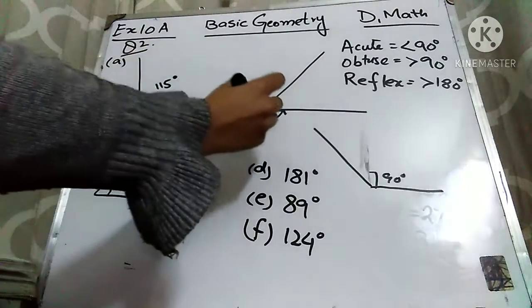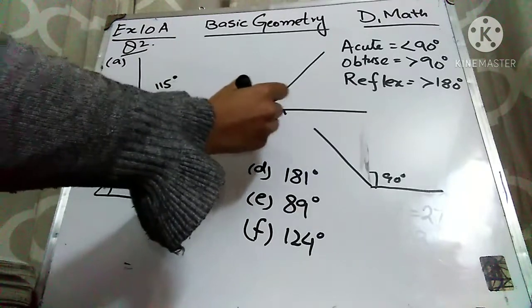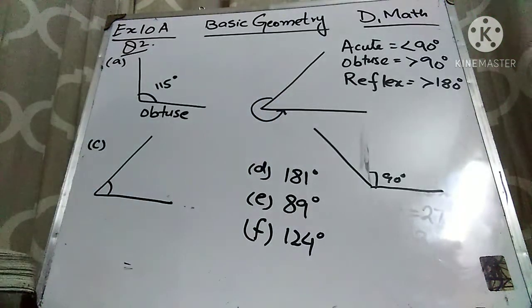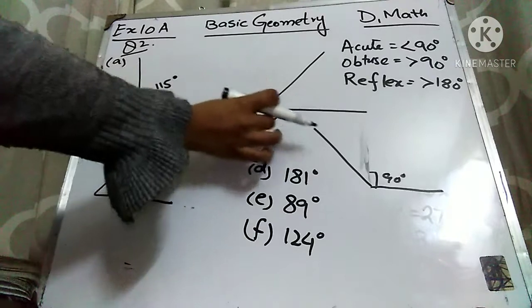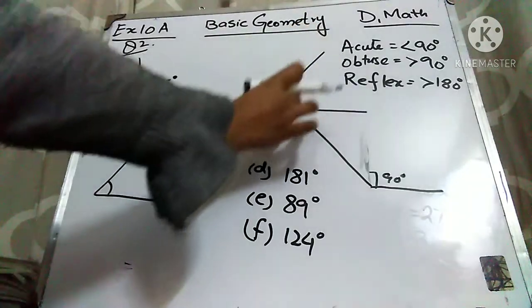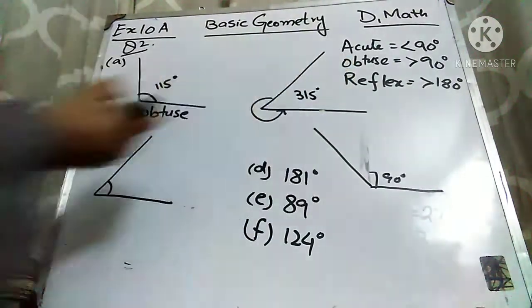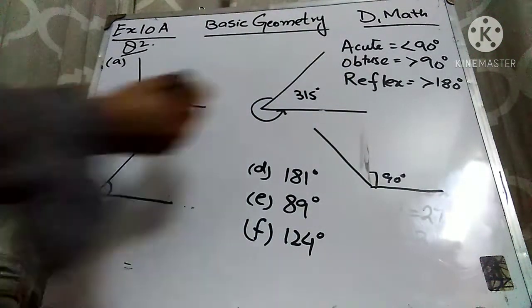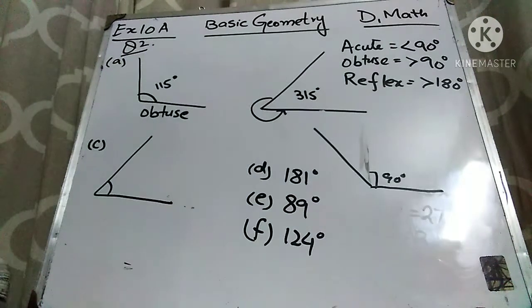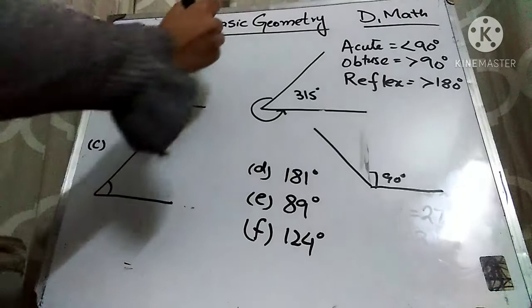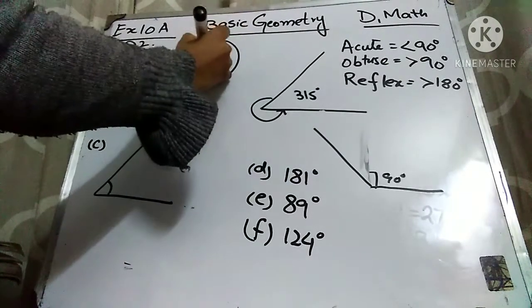And see this angle. As you can see, this is the complete rotation. So it means that just this angle is left. You will subtract this angle from 360, and you will get 315 degrees. As we know, the angle which is greater than 180 degrees is the reflex angle. You know that the whole complete rotation is 360 degrees.